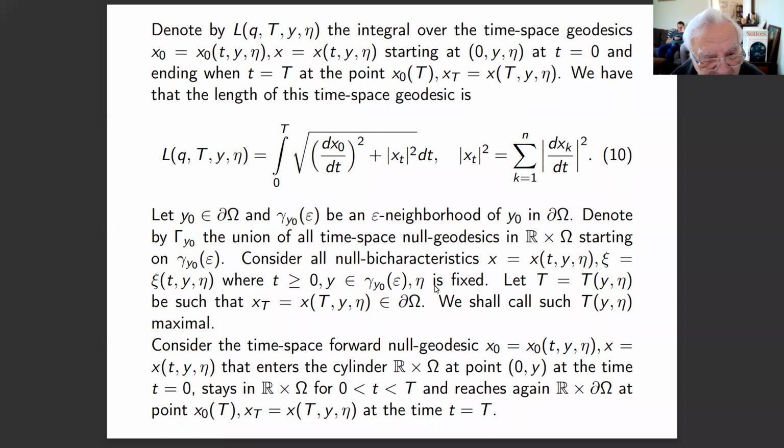So this is what I said: consider a time-space forward null geodesic x0 of t, y, eta, x of t, y, eta, that enters the cylinder at the point 0, y at the time t equals 0, stays in the cylinder R cross omega for t between 0 and capital T, and reaches again the boundary of the cylinder, R cross d omega, at the point x0(T, y, eta), x(T, y, eta) at the time little t equal capital T.